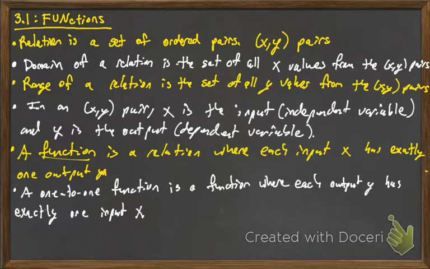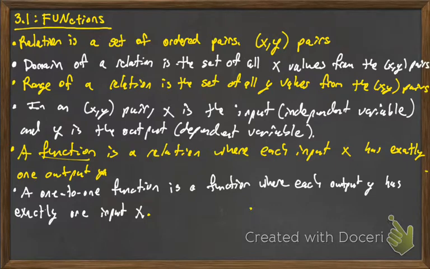A function is a relation where each input has exactly one output: input x, output y. So what you're going to look for is no repeating x's. A one-to-one function is a function, so no repeating x's, where each output y has exactly one input x, so no repeating y's also.